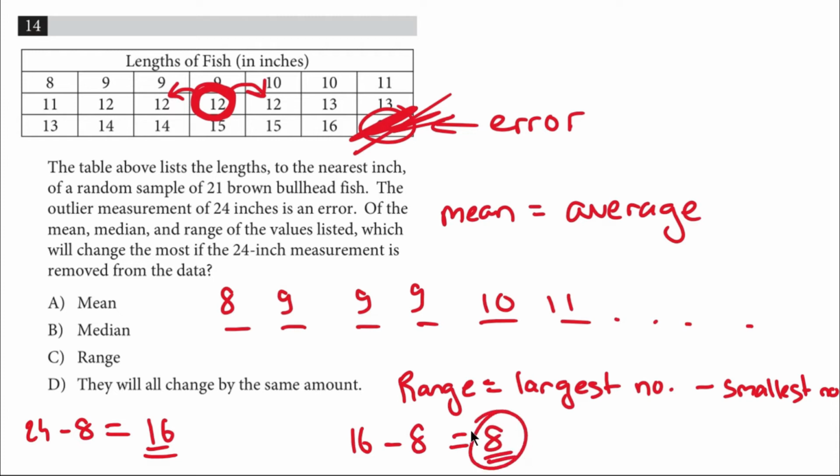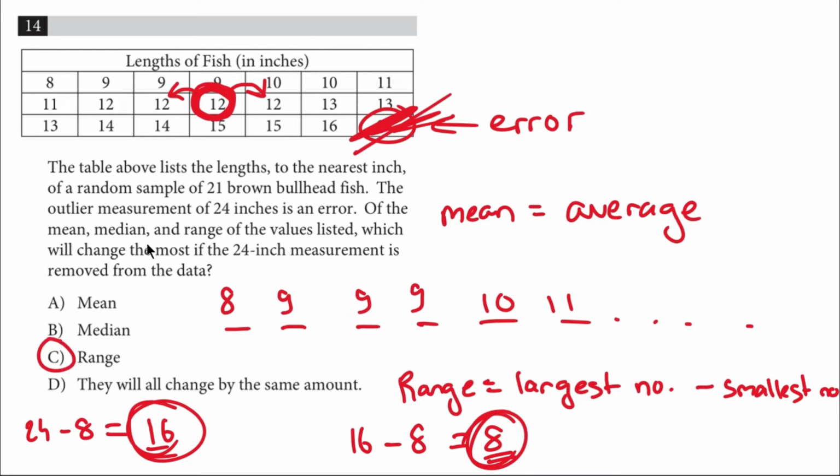Now take a look right here. The range changed from 16 to 8, and therefore range changes significantly. If you want to prove it to yourself, also calculate the mean before we remove 24, when 24 is in the data list, and you will see that the mean is very similar to what it was. But range changes from 16 to 8, therefore it changes significantly, and therefore range is the correct answer.